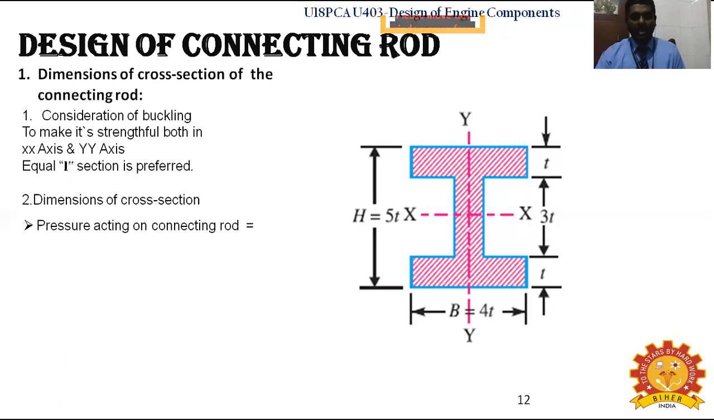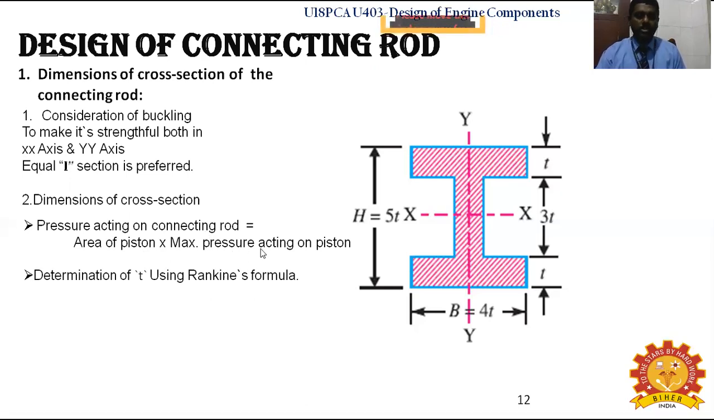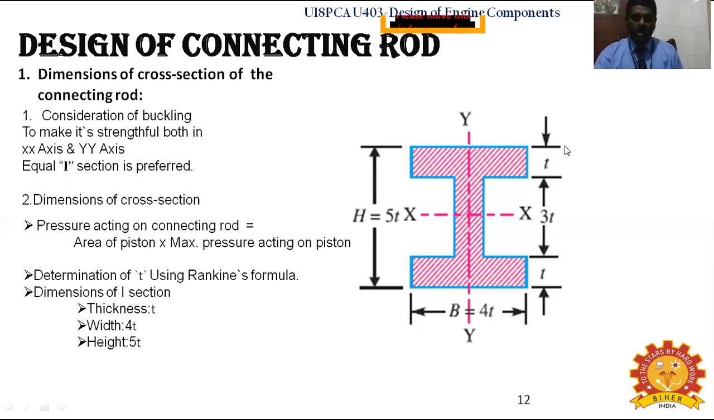So the pressure acting on the connecting rod will be what? The area of the piston times the maximum pressure acting on the piston. So the force acting on the connecting rod is equal to the area of the piston times the maximum pressure acting on the piston. The thickness can be identified using the Rankine formula. We are going to see the Rankine formula in the upcoming slide. Using the Rankine formula, you can determine the thickness. Once you have determined the thickness, you can identify the width and the height. Width will be what? It is 4 times the thickness, and the height will be 5 times the thickness, so that you can identify the remaining dimensions of an I section.